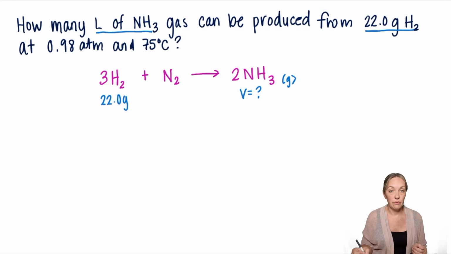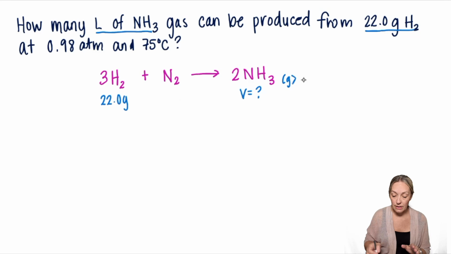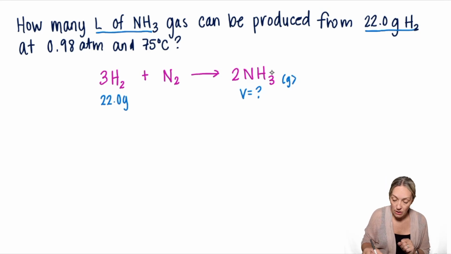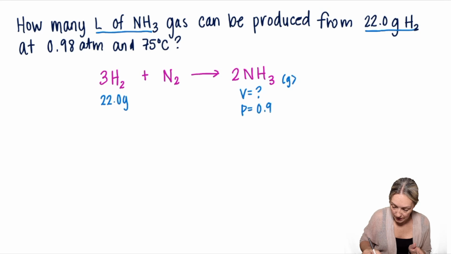I know some additional information. This reaction was run at 0.98 atm and 75 degrees Celsius. Those two values apply to everything in this equation. Those are the conditions of the reaction, but they are only going to matter if we have a gas. So we know NH3 is the gas, and we know that this is the gas that we are trying to determine the volume of. So the pressure is going to play a role in calculating our volume.